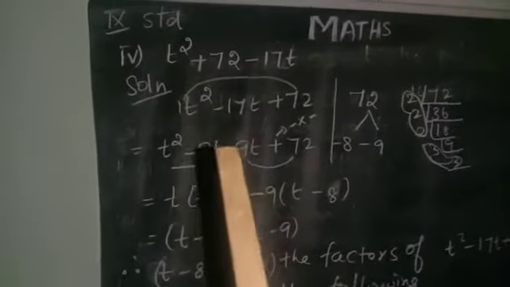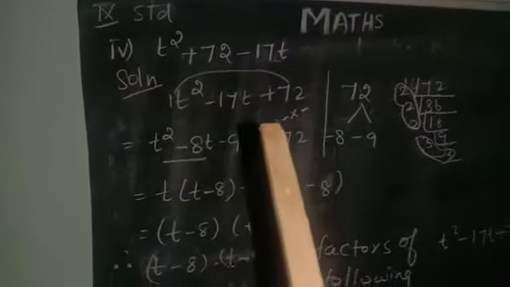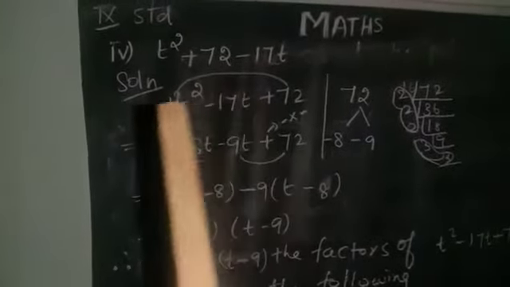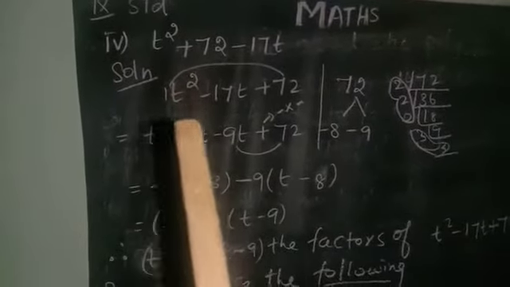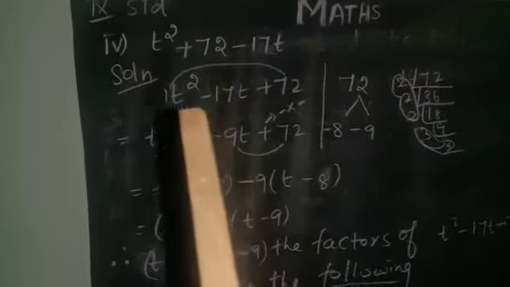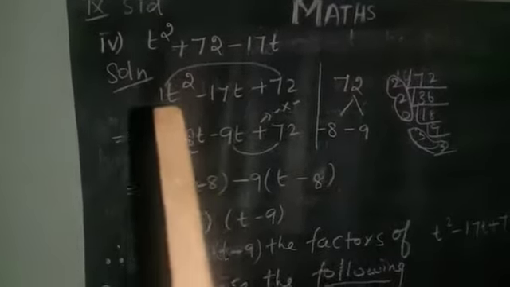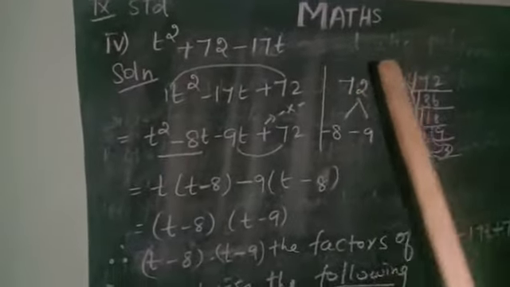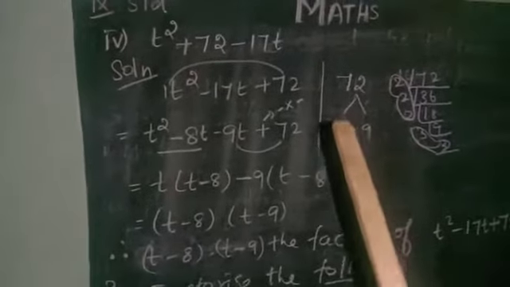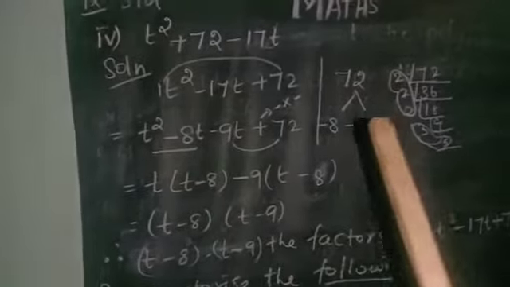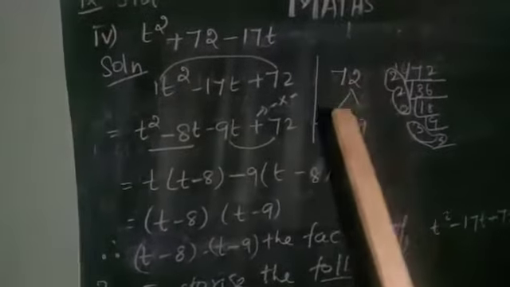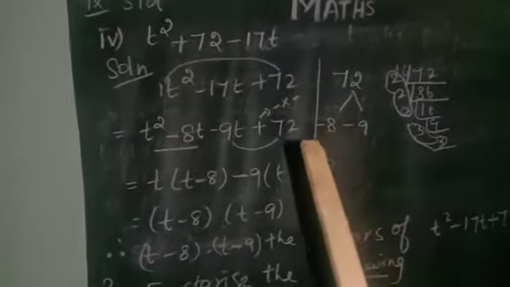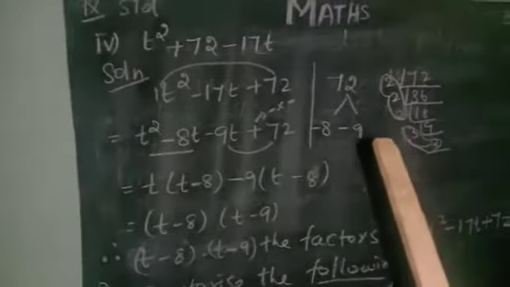The first step of factorizing the quadratic polynomial: we multiply the coefficient of t square and the constant term. The coefficient of t square is 1 and the constant term is 72, so 1 times 72 is 72. Then the second step, we split 72 into two numbers. 72 can be written as minus 8 into minus 9. Minus 8 into minus 9 is equal to 72.